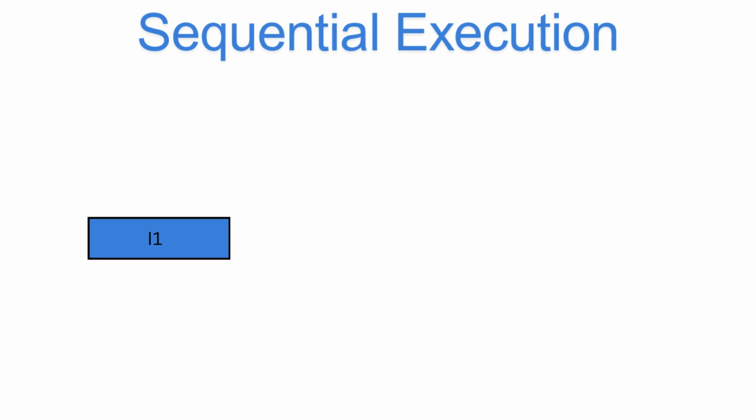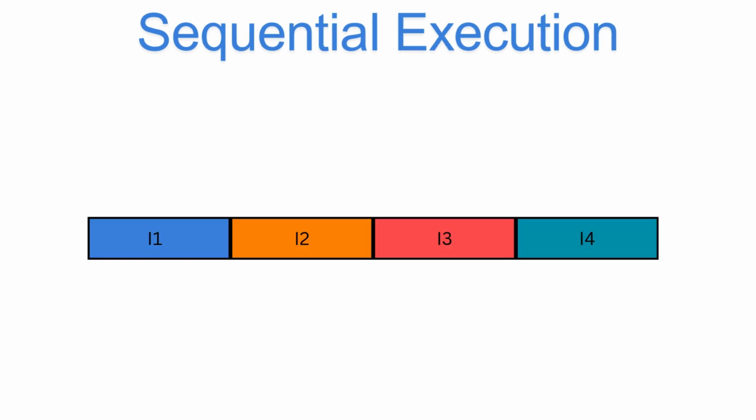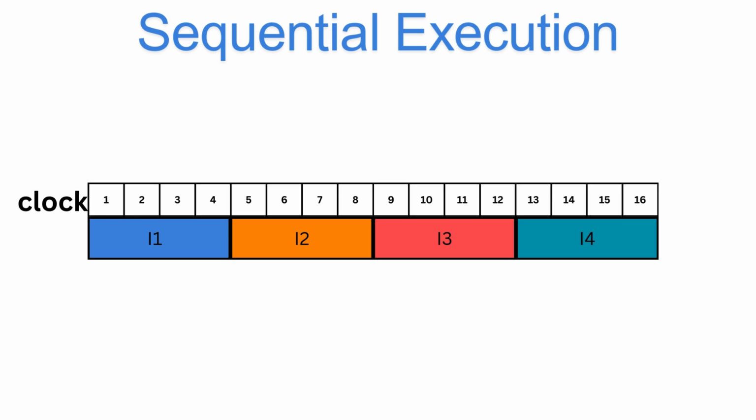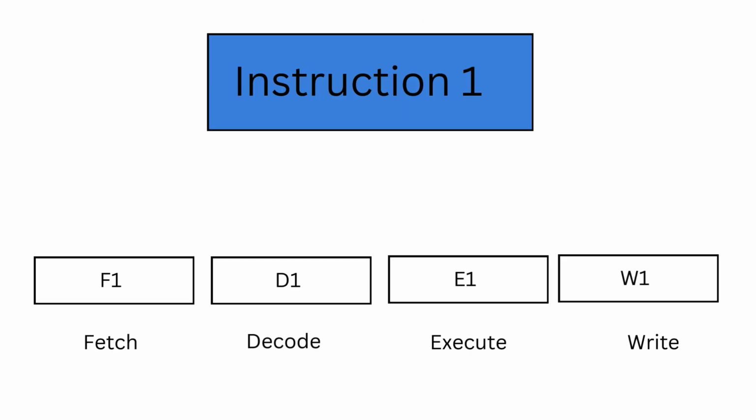Let us take 4 instructions, I1, I2, I3, and I4. If these instructions are executed sequentially, it would look like this. If each instruction takes 4 clock cycles to execute, the whole operation would take 16 clock cycles. Since a machine instruction can be broken down into different phases in its execution, we can alter the hardware so that the processor can execute each phase independently.